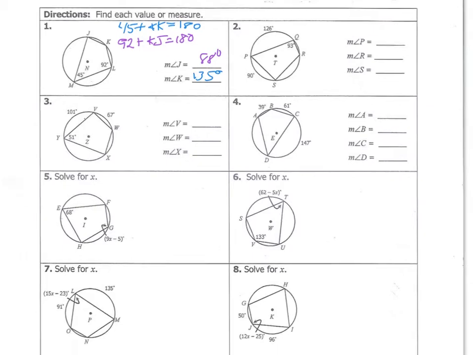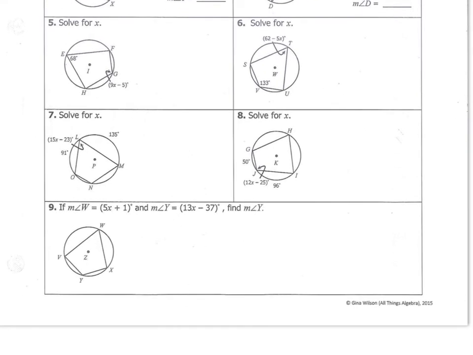All right, so then let's look at number 6. Number 6 is a little bit more complicated. We now have an expression in here. They do want us to solve for x. Are these opposite angles? Yeah. And what do you know about those opposite angles? They're not congruent. They're supplementary. So we're going to take the 133 and add it to the 62 minus 5x. That is what that says, right? And that should add up to 180.